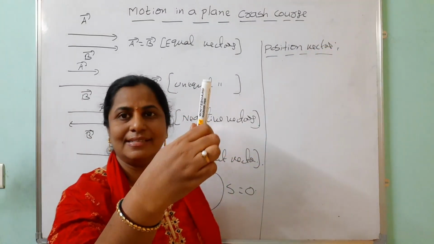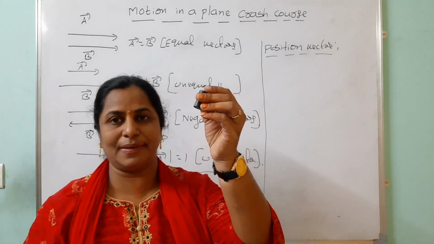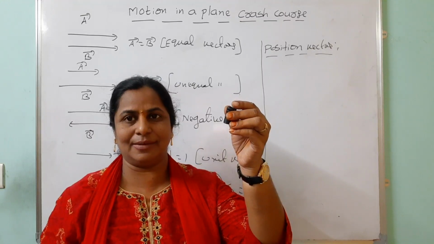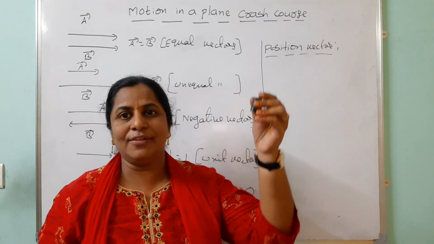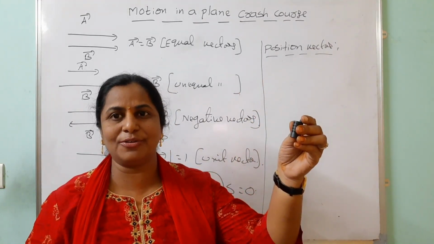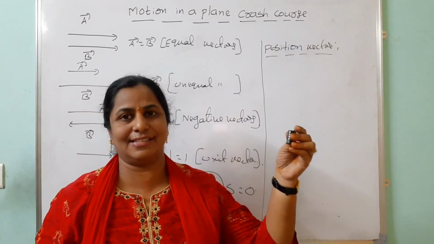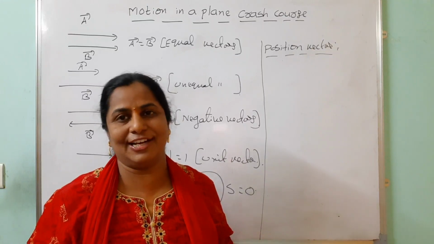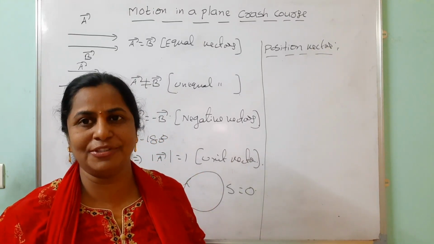Suppose this particle is in space. How to give the position of this one? With the help of the Cartesian coordinate system, with respect to the x-axis, with respect to the y-axis, and with respect to the z-axis, you can give where it is, what is the position and what is the direction. This type of vectors are called the position vectors.